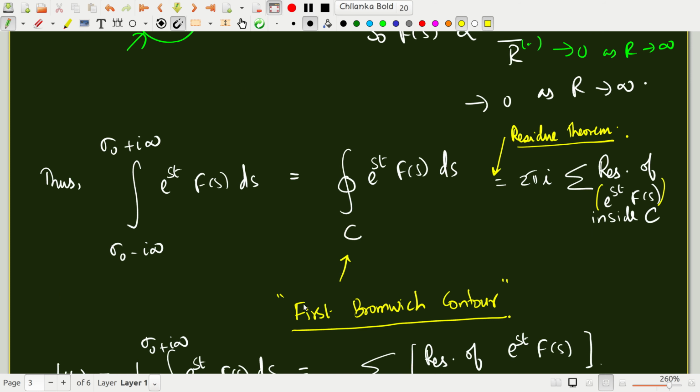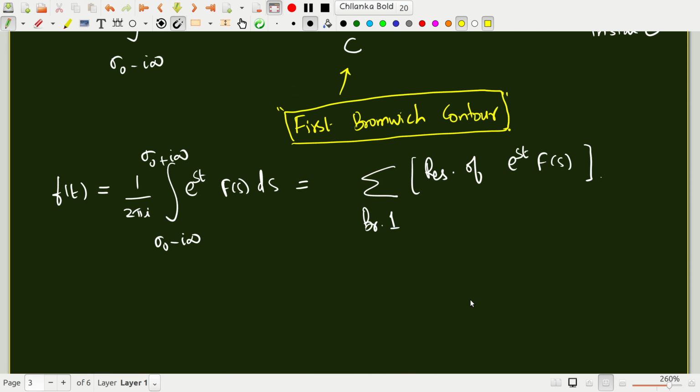Now this contour is traditionally known as the first Bromwich contour. The Laplace inversion is said to be done using the first Bromwich contour. So we are interested in the Laplace inversion.